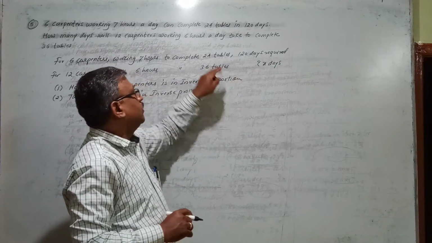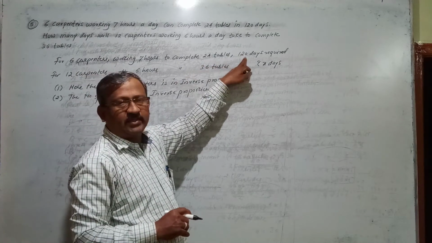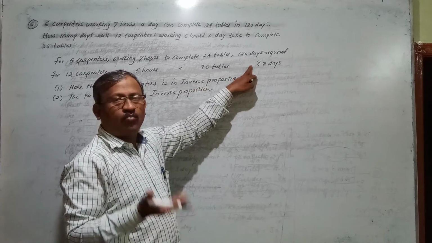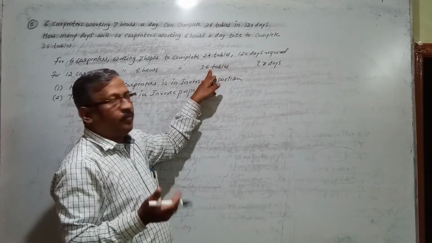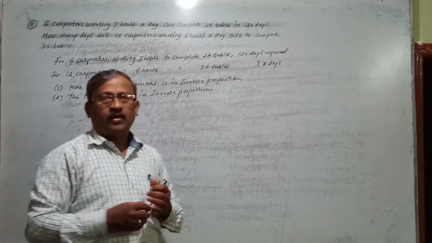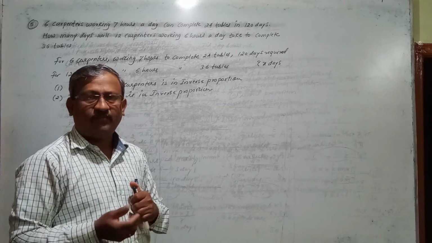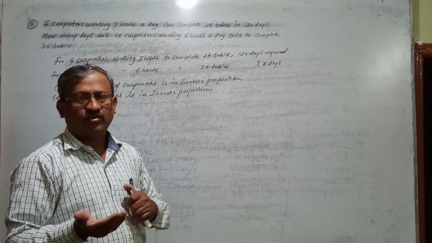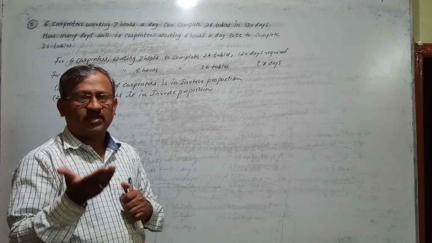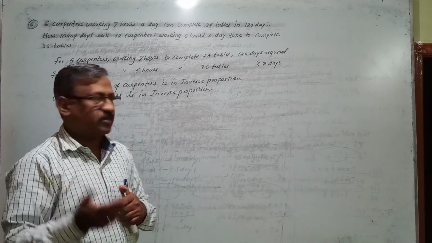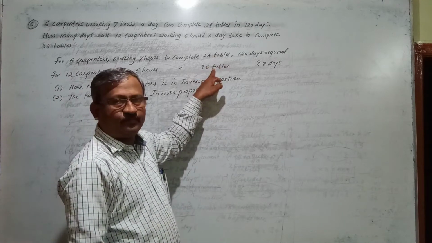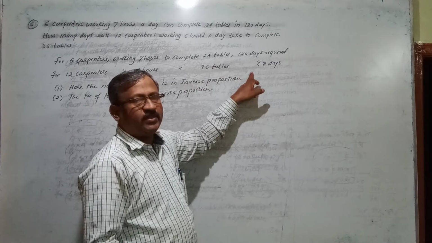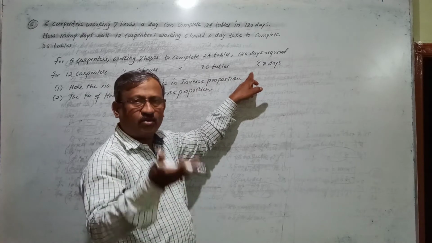Tables with the number of days. So to complete 24 tables, how many days are required? 120 days are required. So to complete 36 tables, how many days will it take? More or less, right? So here they have to complete more tables. So if you want to prepare more tables, definitely more days are required. And if you want to prepare less tables, definitely less days are required. So as the work increases, number of days required to do the work also increases. So here number of tables have increased, right, from 24 to 36, and due to increasing number of tables, my number of days required to do the work is also increasing.